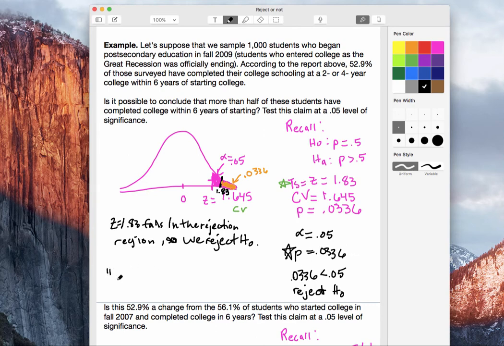Here's a little phrase. If the p-value is low, H naught, or H0, must go. There you go. If the p-value is low, H naught must go. That's how you know whether to reject your null hypothesis or not.